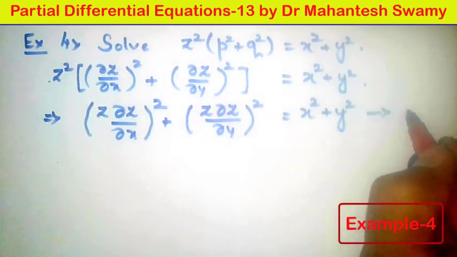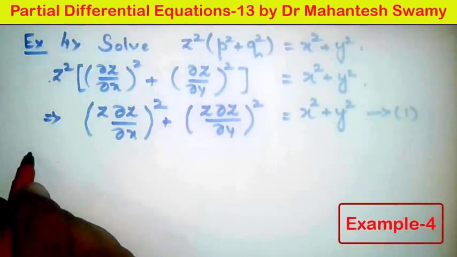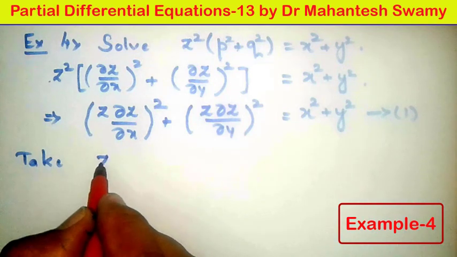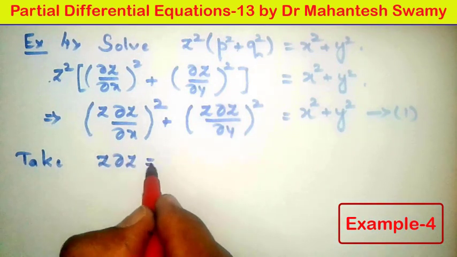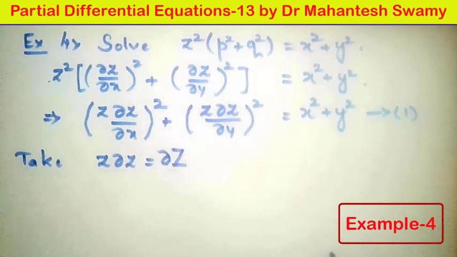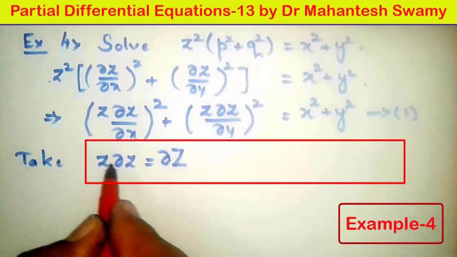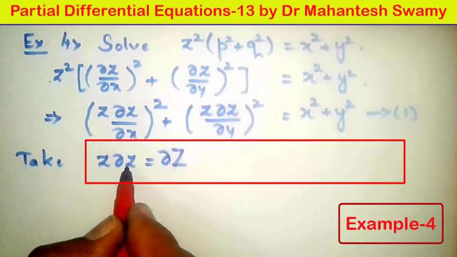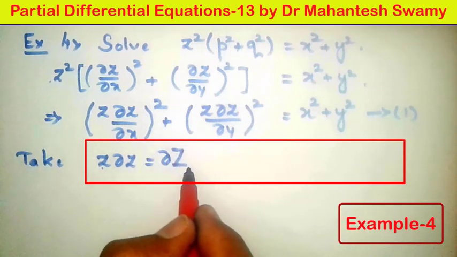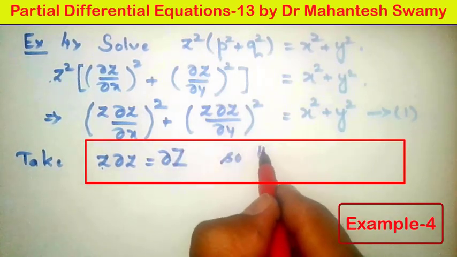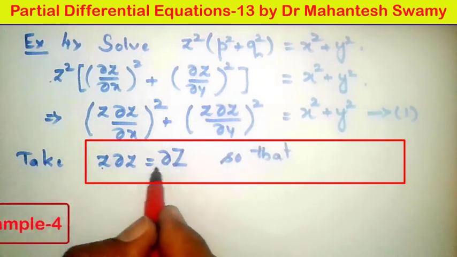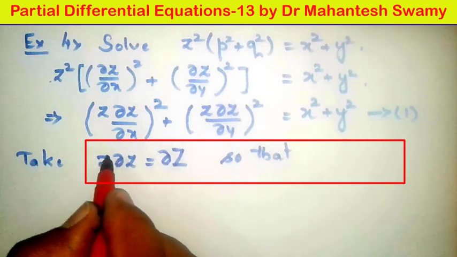Now let us call it equation number 1 and consider z ∂z equal to, we shall introduce one more variable, capital Z here. So this is capital Z, this is small z, which is our usual z, a function of x and y. So z ∂z, we have written it as ∂Z, so that we get the value of capital Z on integrating this.